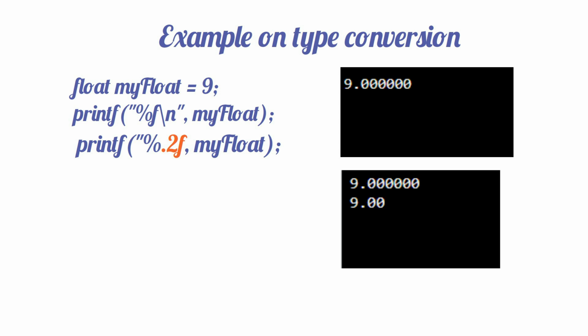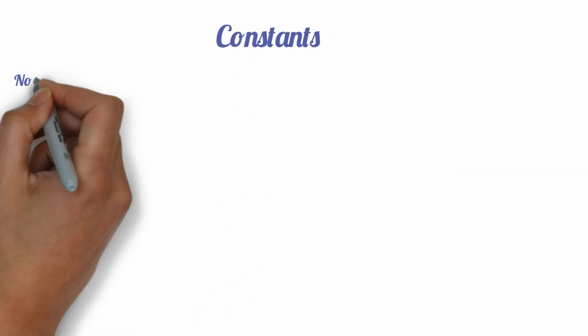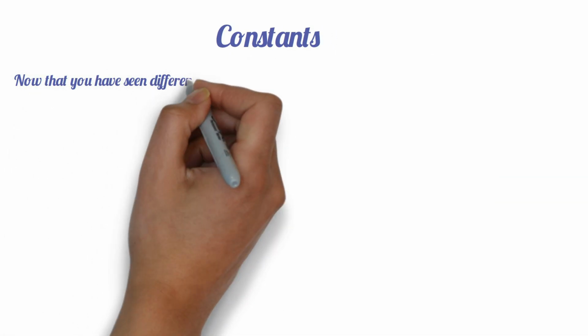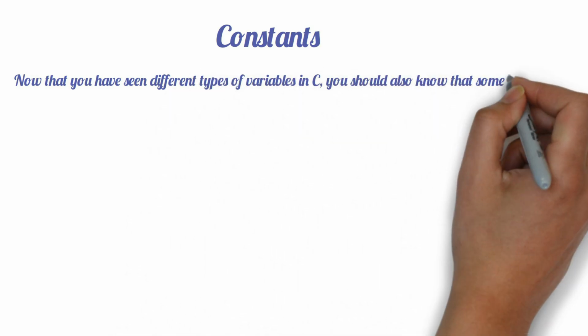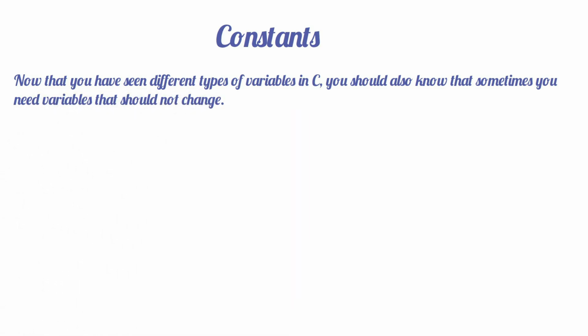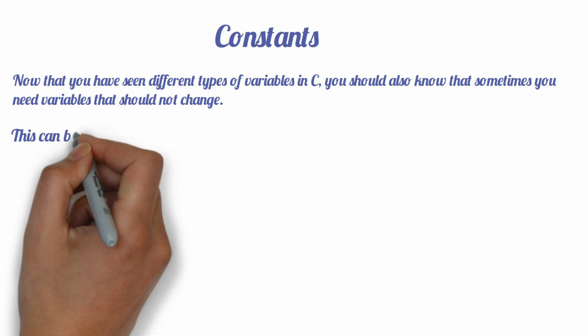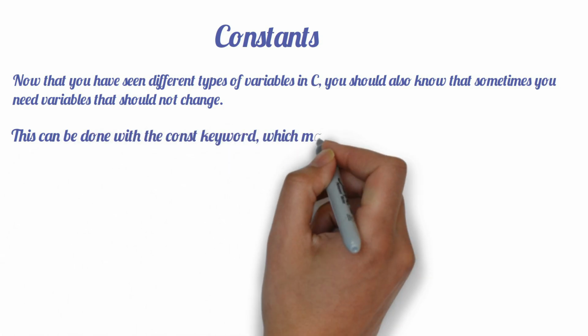I'm getting 9.00. Next we're seeing a topic called constants. So what are constants? Constant is a keyword which, if we apply it to any variable, symbolizes that the value of that variable cannot be changed. So that value remains unchanged till the end of the program. And if you try to change that value, it will give you an error.